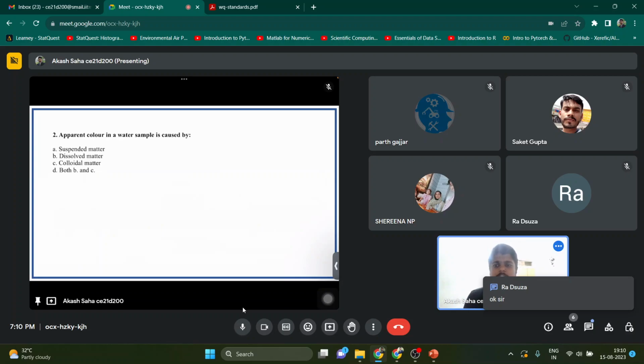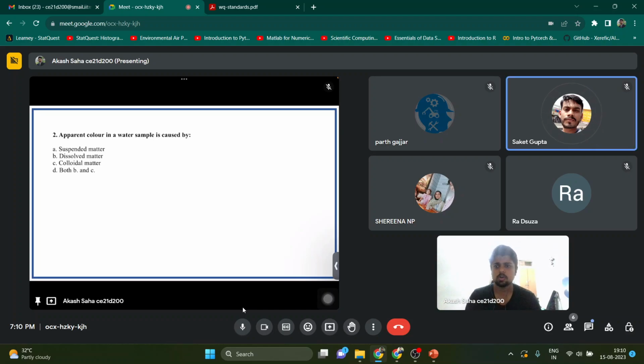Apparent color in water sample is caused by suspended matter, dissolved matter, colloidal matter, or both B and C. So what do you think? Apparent color. We have learned about the quality parameter color. So first of all, tell me what are the two types of colors that can be present? One is apparent color. What is the other one? True color. Okay.